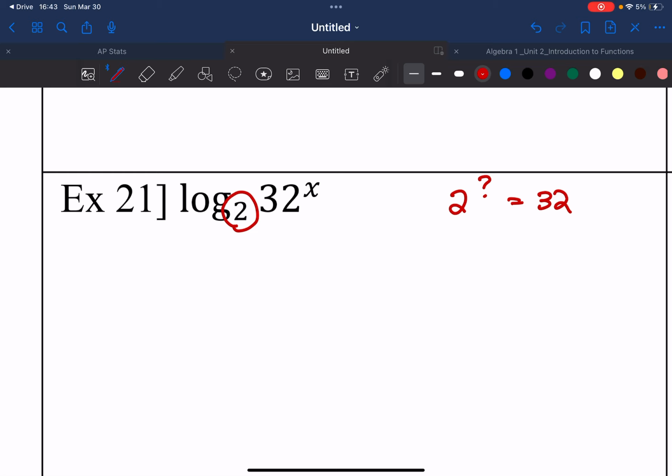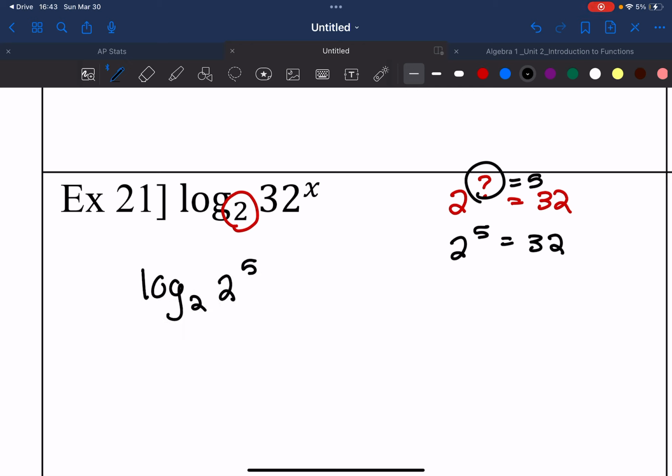2 cubed is 8. 2 to the 4th power is 16. 2 to the 5th power is 32. So this number right here is 5. So 2 to the 5th power is equal to 32. Well, instead of writing 32, I'm going to write 2 to the 5th power. So this is log base 2 of 2 to the 5th power. And remember, there was still an x up there in the exponent. So I'm just going to bring the x down.